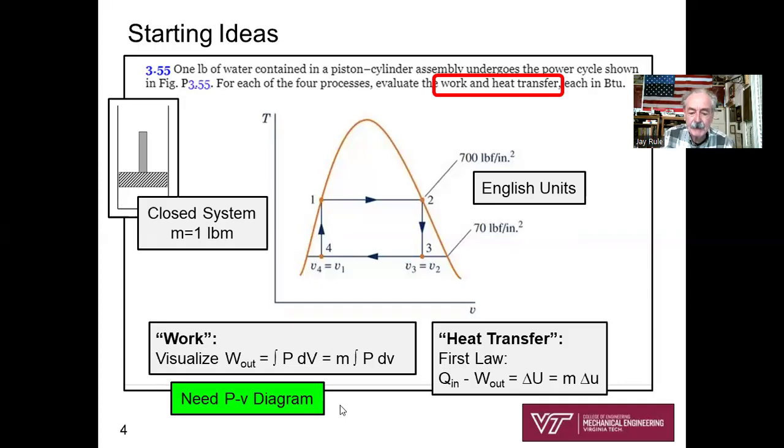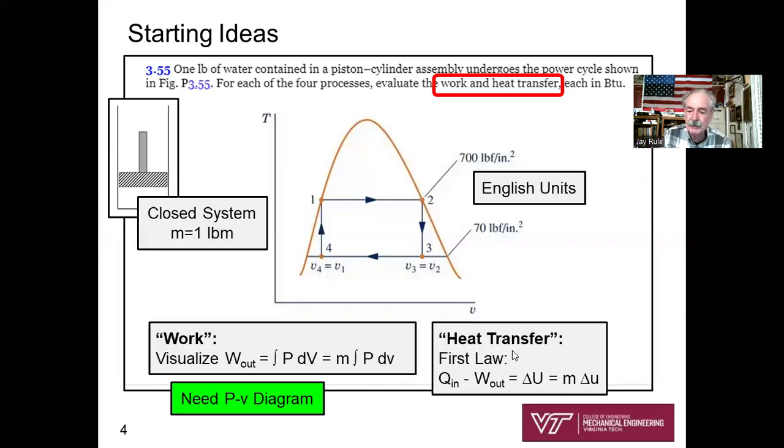Let's see. I think you've gotten enough experience now to know that when you're asked for work and heat transfer, you're going to work on the work first for a closed system, because you know that for any quasi-equilibrium process for a closed system, the work out is integral P dV, and then recognizing the definition of specific volume, you can say that's equal to m, the mass of the closed system, times integral P dv. So that tells us we're going to need to draw a PV diagram to visualize the work for each process. We can't visualize the work using a Tv diagram because that's not what the integral says.